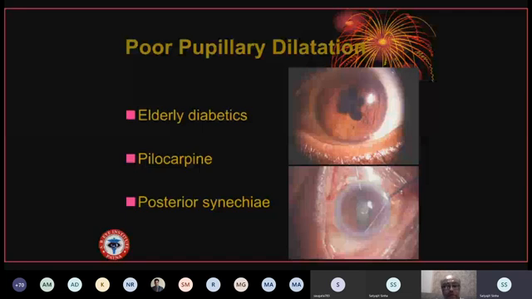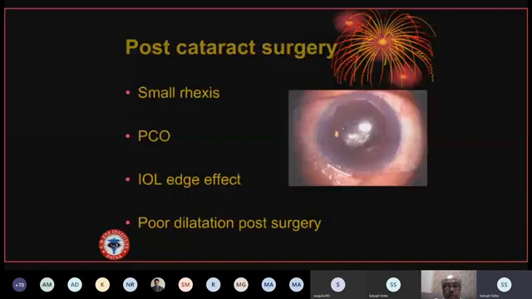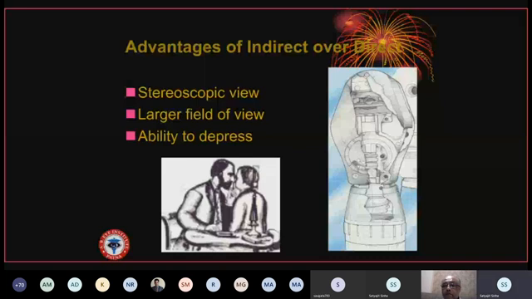Post-cataract surgery, when there's a small rhexis, PCO, IOL edge effect, sometimes when we are doing indirect lasers, the IOL edge effect causes a lot of glare, and indirect ophthalmoscopy and lasers become very difficult to perform. And sometimes there is poor dilatation post-surgery. So then again, this is a revision of my previous slide. Advantages of indirect over direct: stereoscopic view, larger field of view, we cannot depress in these patients.